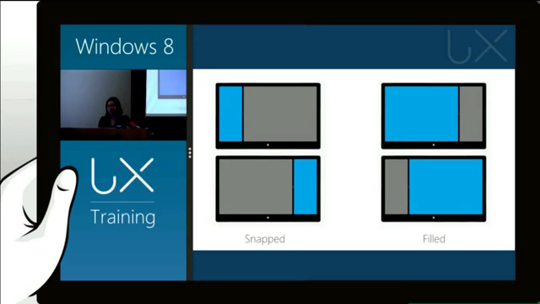Then I have what I like to call the multitasking view states. These are the view states that let you be visible alongside another app so that the user can multitask with 2 apps. And so the view states are snapped and filled. The snap view state is a fixed width. It's always 320 pixels wide. And the fill view state is whatever width is left over on the device next to the snapped app.